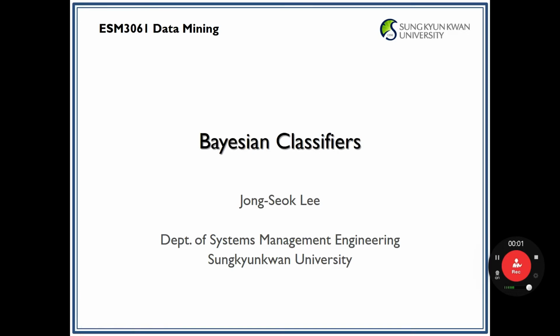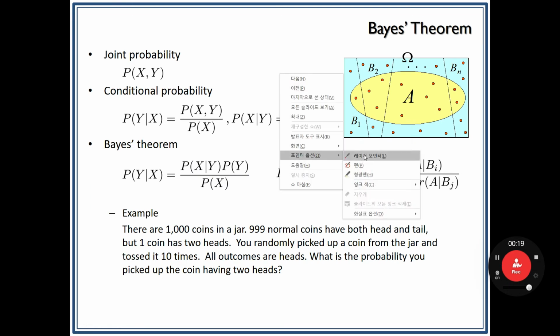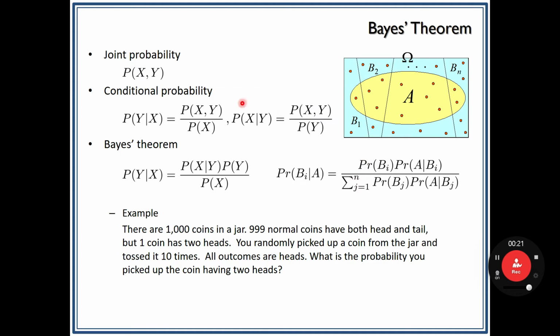Bayesian classifiers. As you can see from this title, this classification method is based on the Bayes theorem. So we first have to take a look at the Bayes theorem, which is shown in this slide. And before knowing about it, we should know the joint probability.